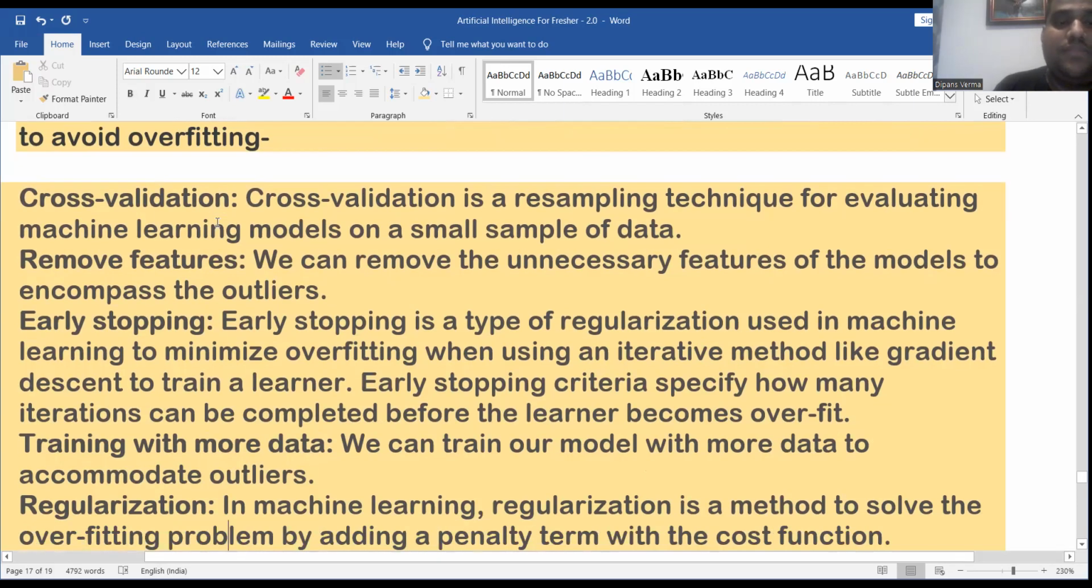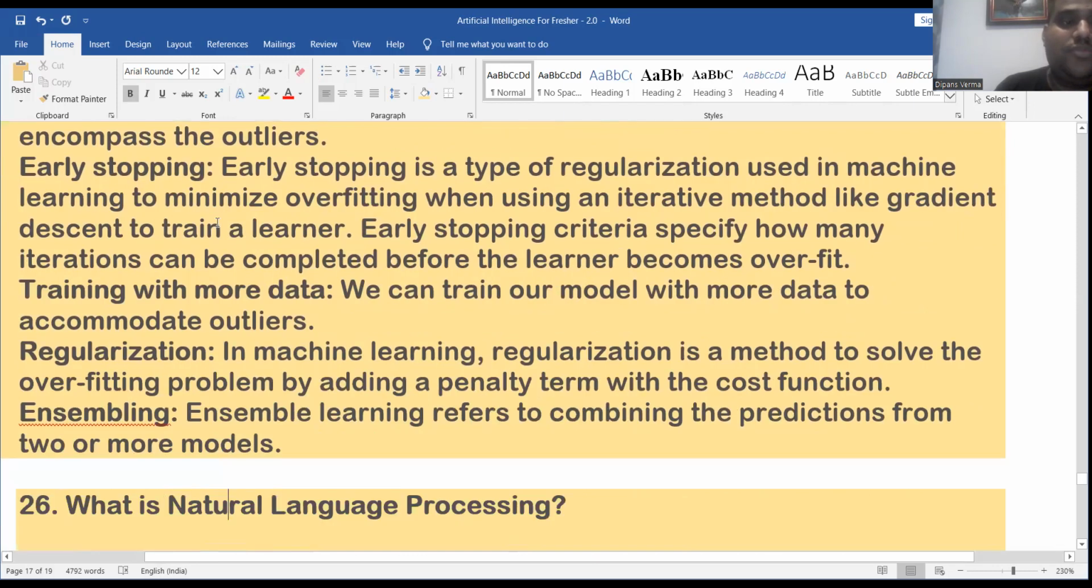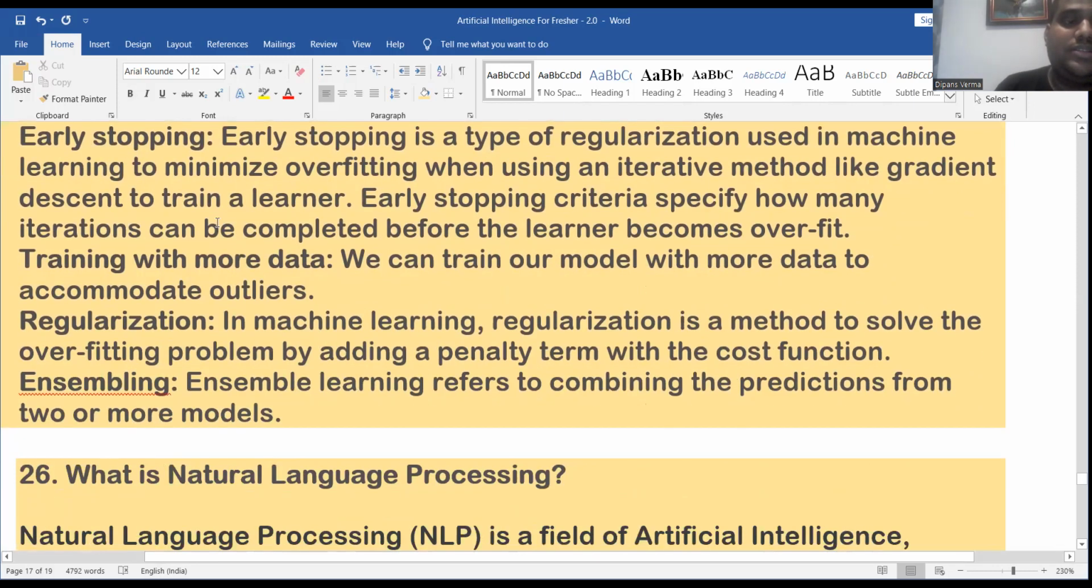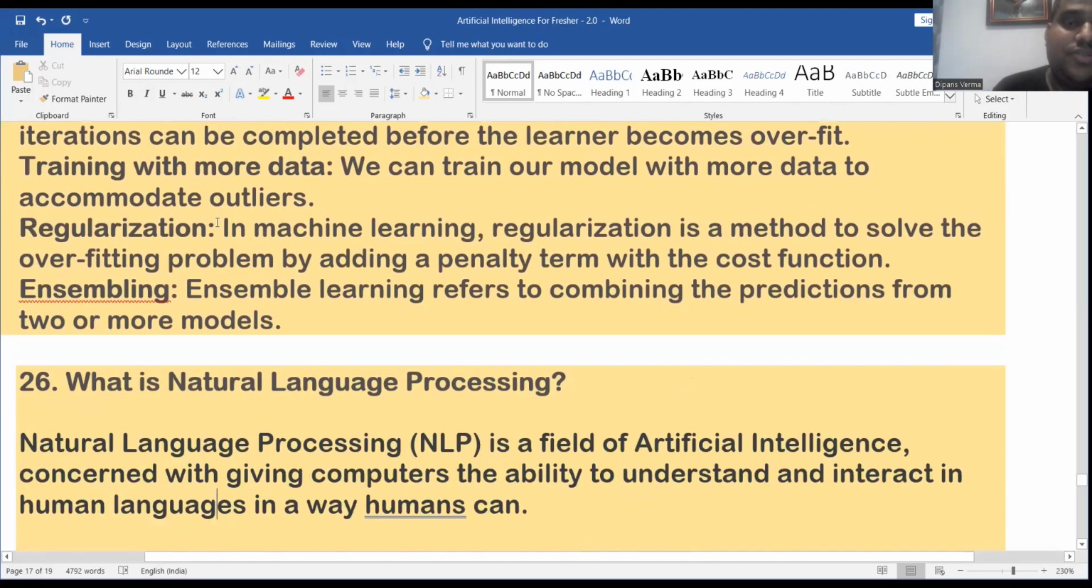Training with more data: we can train our model with more data to accommodate outliers. Regularization in machine learning is a method to solve the overfitting problem by adding a penalty term to the cost function. Ensemble learning refers to combining the predictions from two or more models.